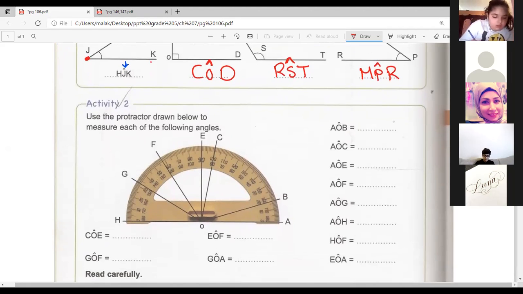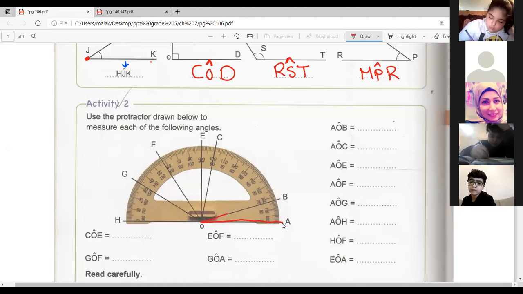Now in activity 2 we will use the protractor to measure the following angles. The first angle is AOB. First step, I will mark AOB. This is the angle. Okay, the protractor is already here, I don't need to carry it and use it, it is placed here on the angle.